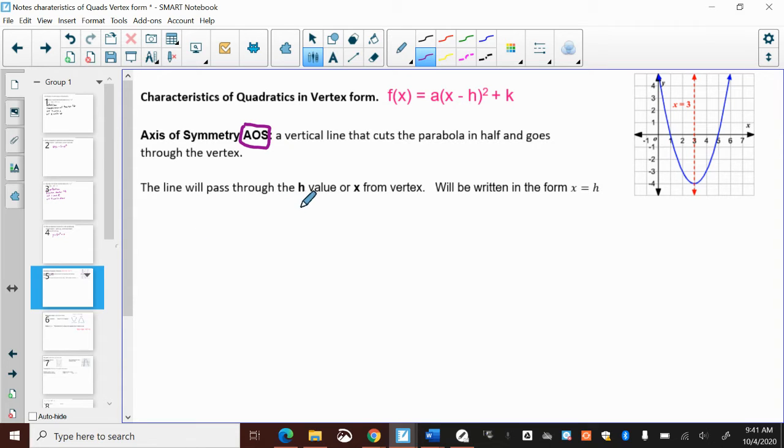The line will pass through the h or the x value from the vertex, and it's always going to be written in the form of x is equal to h. So if you were looking here, the vertex of this parabola here is (3, -4), and it's going to be the x value there, and that's where that equation of x equals 3 is coming from.